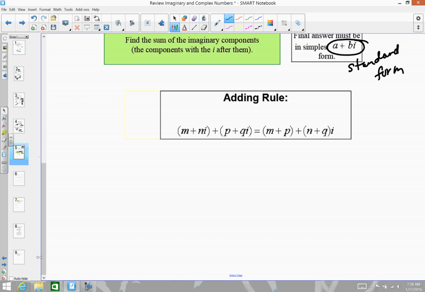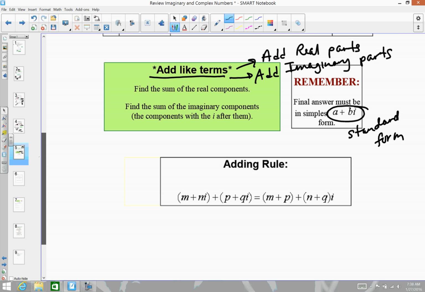Okay, so let's take a look and suppose that we have just letters, just to make it, I guess, complicated. Let's say I'm adding this complex number where the real part is m and the imaginary part is ni, so this is a complex number. And I'm adding it to another complex number. The real part is p, the imaginary part is qi. I take the real parts and add those together, so I add m plus p, put that down first to be in standard form, and then add together my imaginary parts.